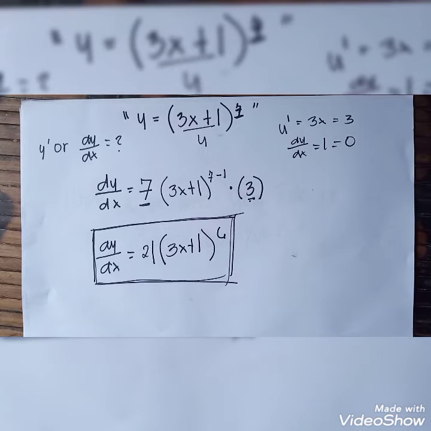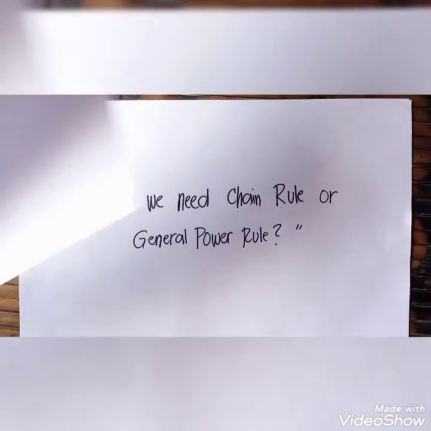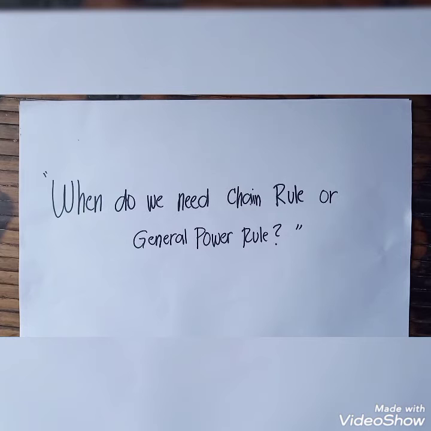Now that we have prior knowledge about solving the chain rule and the general power rule, they are very much the same in terms of the equation or formula on how to solve these functions. But we have here some examples regarding this topic. The question is, when do we need to use the chain rule or general power rule? The answer is, in our example, we have a composite function, which is a function inside a function.